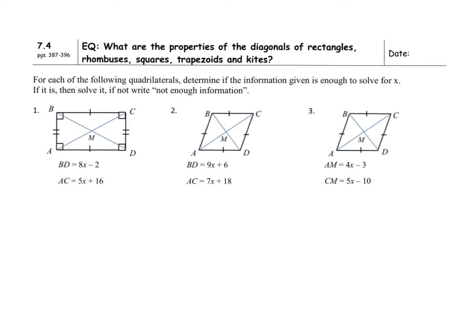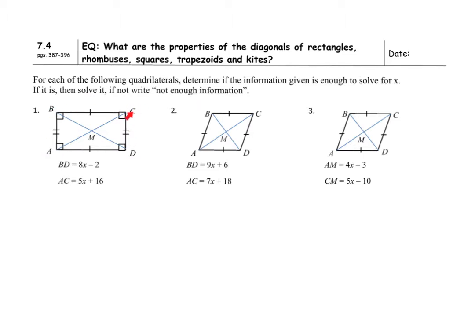In the last video, we reviewed diagonals of special quadrilateral theorems. We're going to apply those properties to solving problems similar to these and solving for x and maybe finding some missing lengths. So for each of these following quadrilaterals, we first have to determine if the information given is enough to solve for x. And if it is, we're going to solve for x. And if not, we're just going to write not enough info.